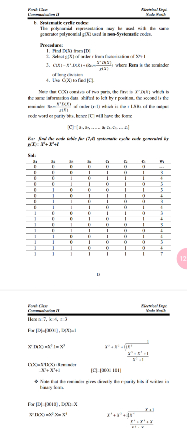Find the code table for the 7-4 systematic cyclic code generated by g of x equals x cube plus x square plus 1. Here is the example for the same. n is 7, k is 4, and r is 3, right?